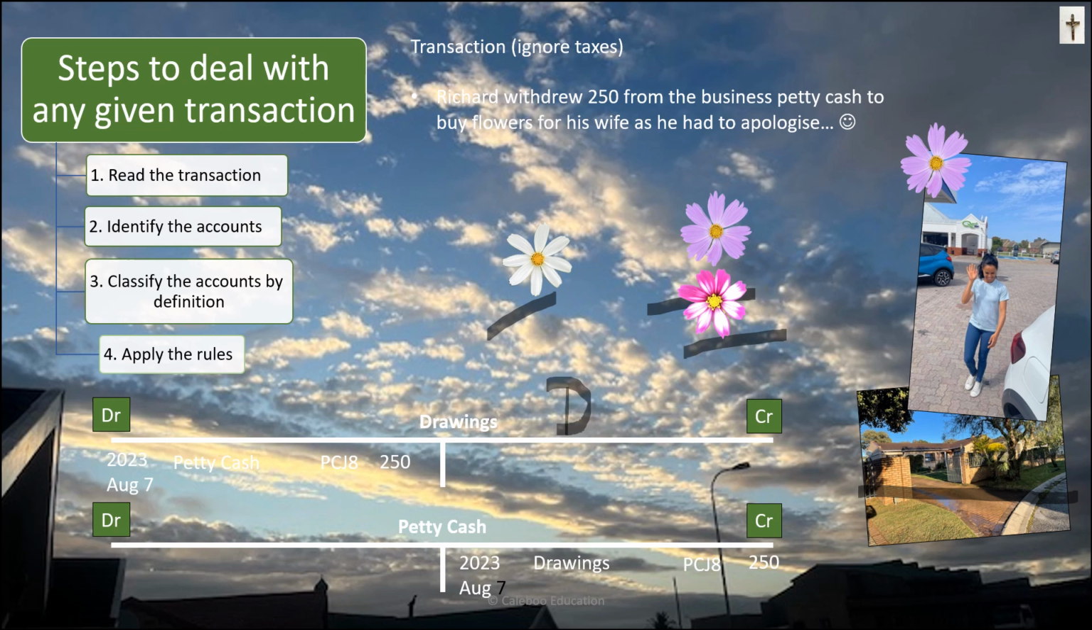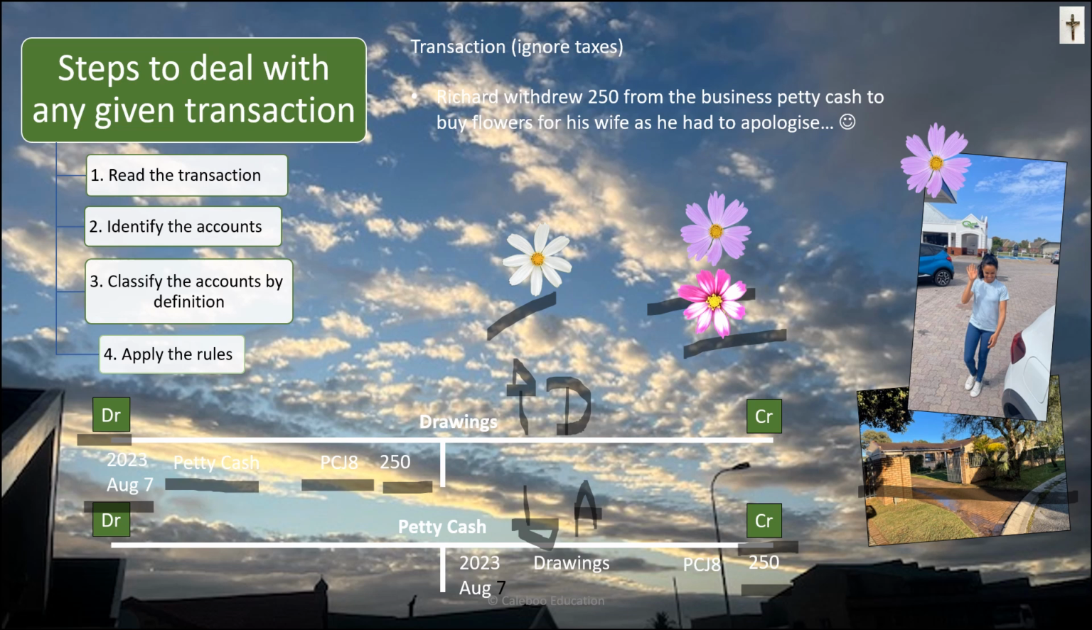Remember, category was drawings, increase in drawings, the rule says debit. We've got date, the name of the other account, the contra account. This transaction would have gone through a journal, the petty cash journal, and the amount was 250. So drawings was debited, and petty cash is a current asset. The value of petty cash decreased by 250, and the rule says a decrease in assets must be credited.